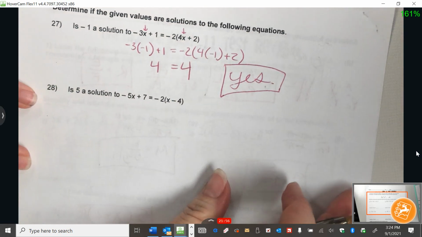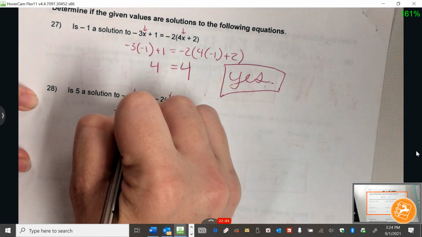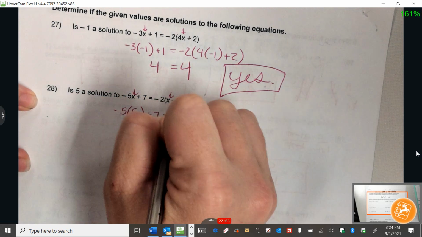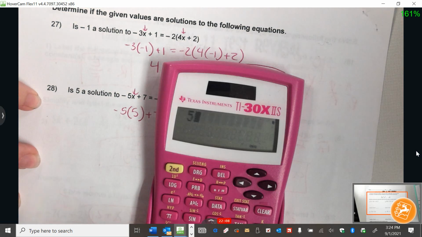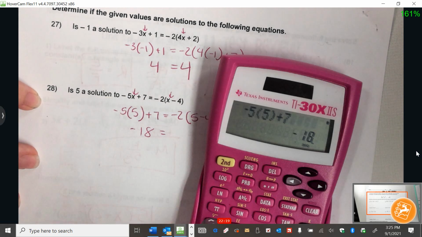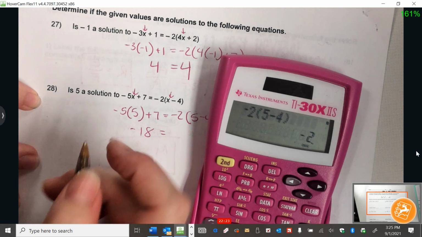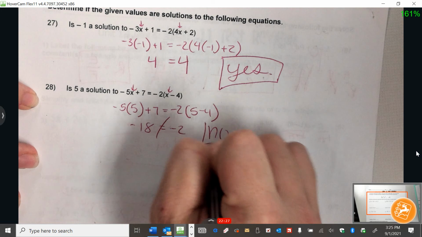So let's try this next one. Negative 5, I'm plugging it in for x, times 5 plus 7 equals negative 2, 5 minus 4. So left side, negative 5, goodness, 5 plus 7 is negative 18. Negative 2, goodness, 5 minus 4 equals negative 2. That is not true, therefore this is no. Negative 5 is not the solution.